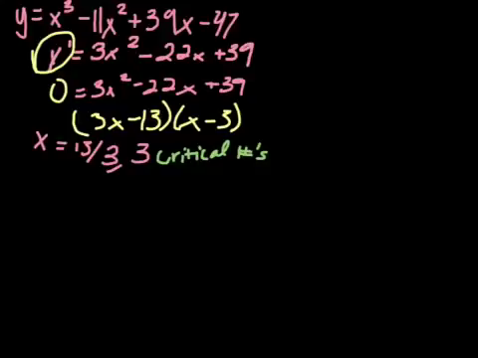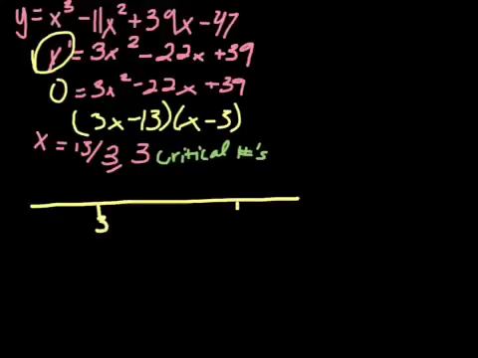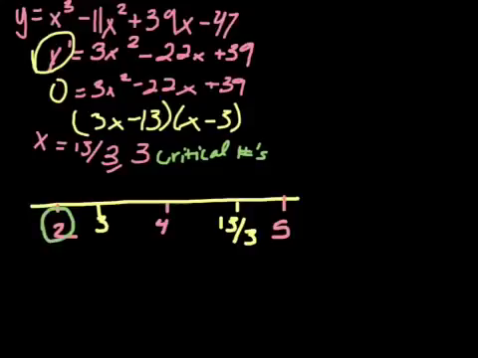Next, we can draw the number line and plot our points. So 3 is about right here, 13 over 3 is about right there. From there, we choose numbers in between. So let's go with 4, 5, and 2. Now, we plug in these numbers to here.